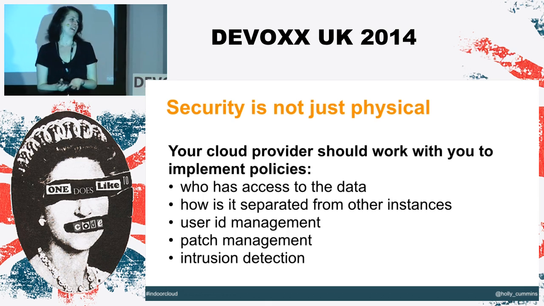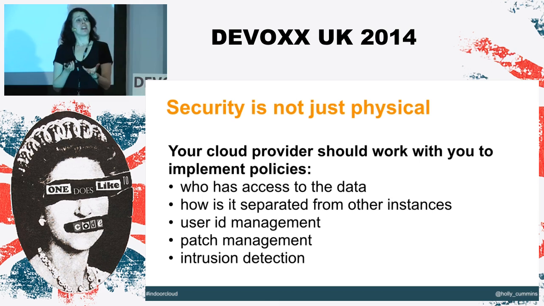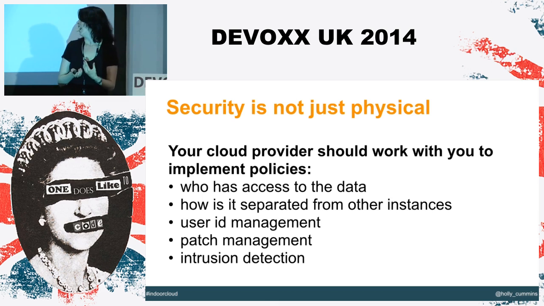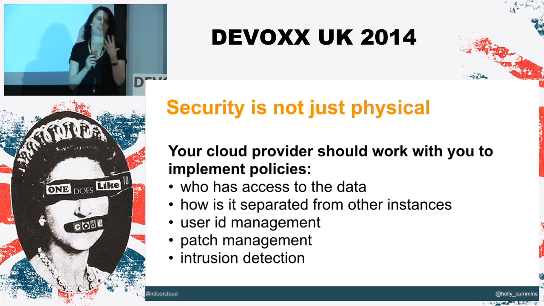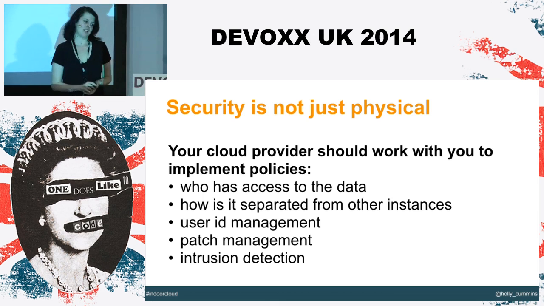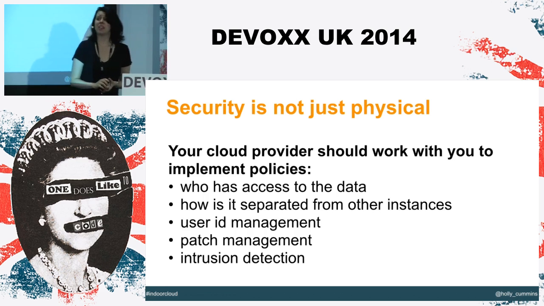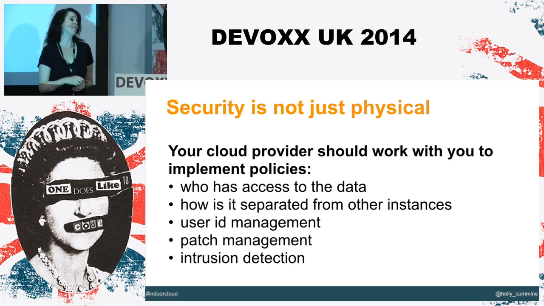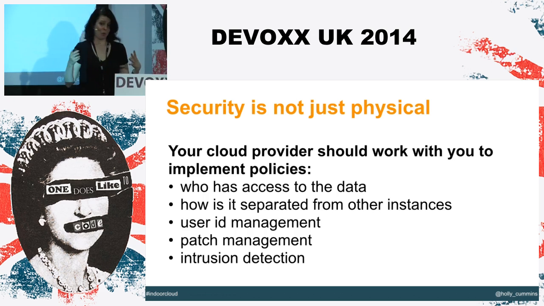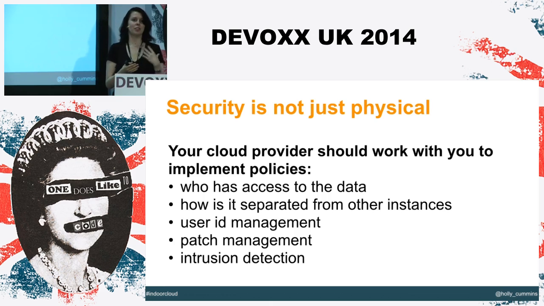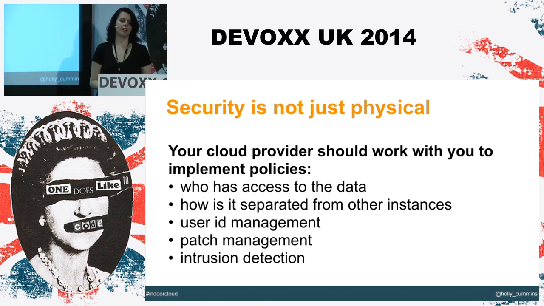So you need to think about who has access to the data, how is it separated from the other instances if it's a public cloud, who manages the user IDs, how do the patches get onto it, how do we detect intrusions. And this may be something that a public provider can actually do a lot better than you can do in-house, because they've got more experience in the area, and more focus that they can deploy to it. As a little example, on Bluemix, one of the services that you can have is something called AppScan. It looks for security vulnerabilities in code as it goes up. And that's something that you maybe wouldn't have the resources to do internally, but because it's a bigger provider, that is there for you.